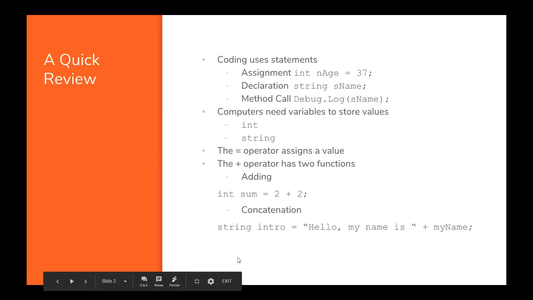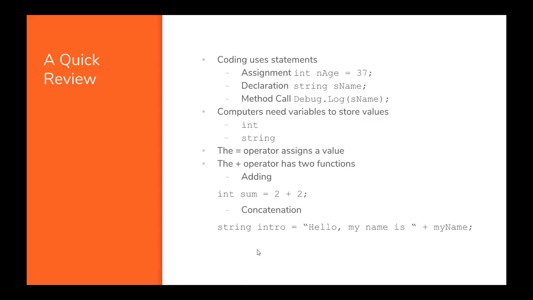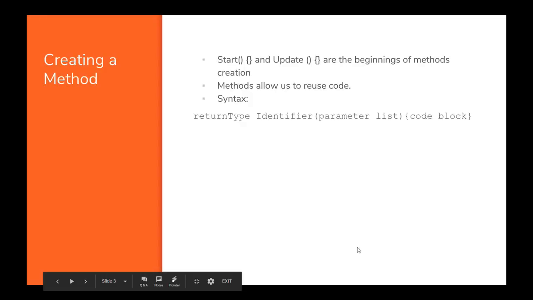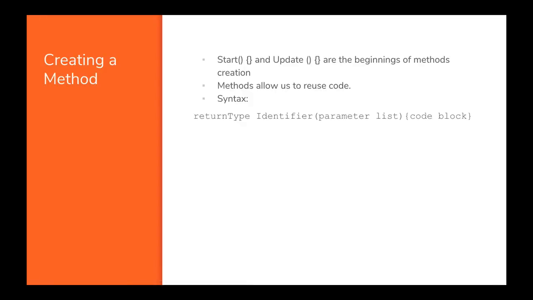Okay, with our review aside, we are going to move into creating methods. When we create a method, we have already seen methods in their creation or declaration state. Both the start and the update in our Unity C# files are the beginnings of method creation. What methods allow us to do is reuse code really easily.